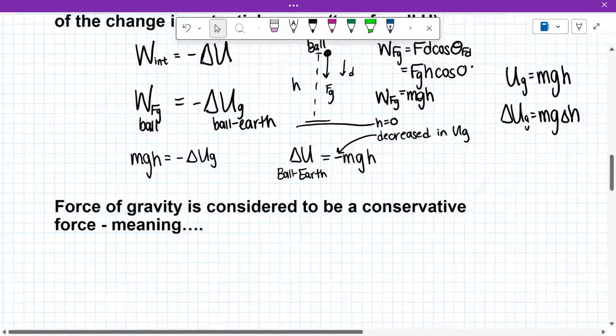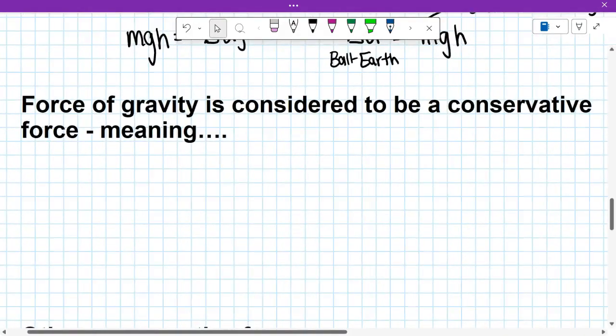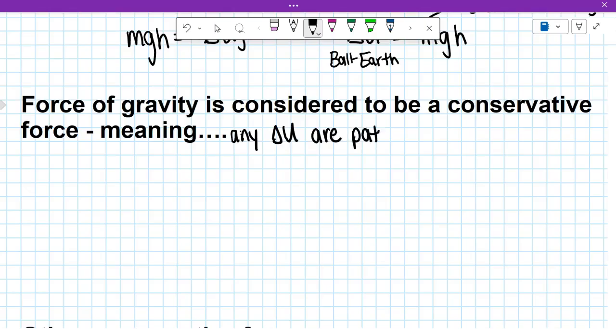All right. So the force of gravity is considered to be a conservative force. And what that means is that any changes in potential energy are path independent. We have a couple of forces that are conservative forces, which means they are path independent, or changes in their potential energies are path independent. I'll give you some more examples here. But for now, let's talk about potential energy.